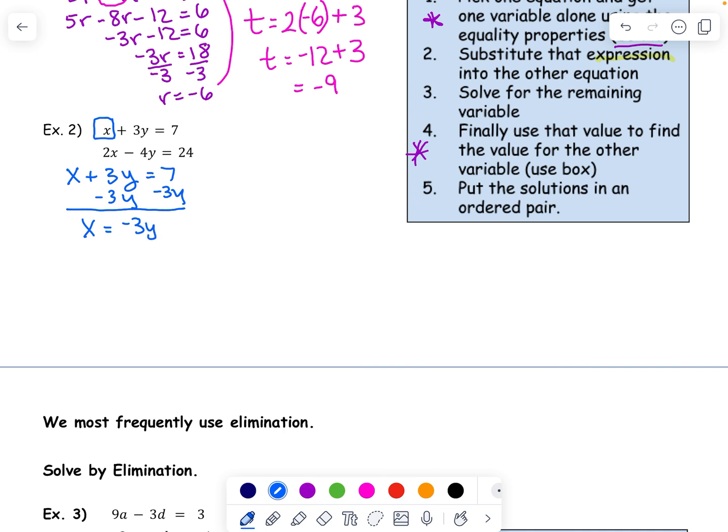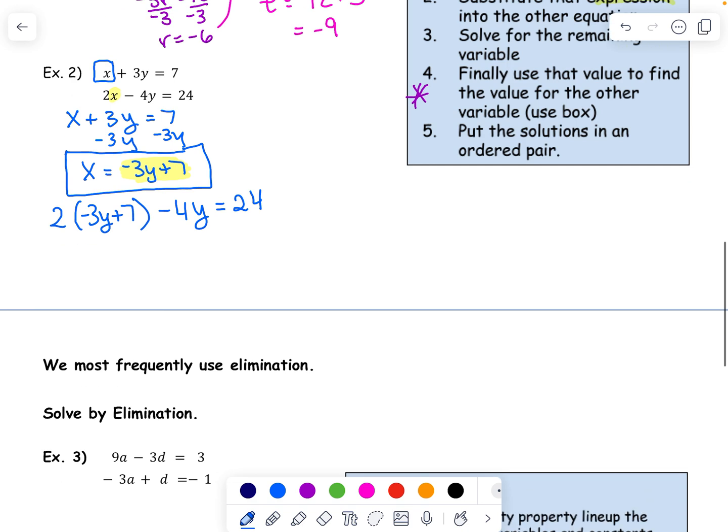So we get x is equal to negative 3y plus 7. So here's our x alone, and so there's our box. So now, everywhere we had an x in the other equation, we could put negative 3y plus 7. So here's your x. So we're going to go 2 times our x value, which is negative 3y plus 7, minus 4y equals 24. You can see how we only have one type of variable now, so we're good to go.